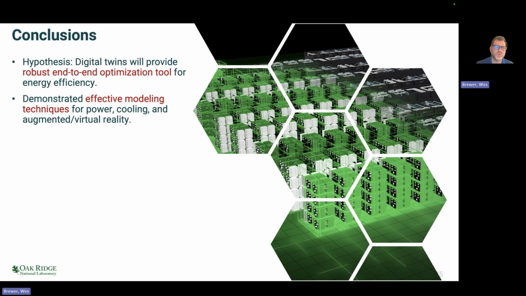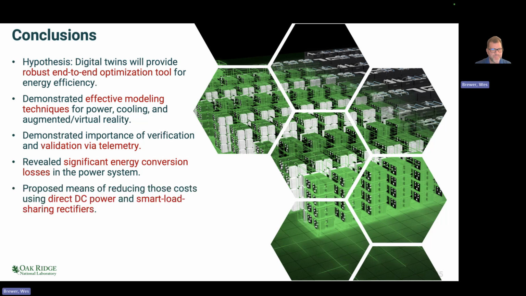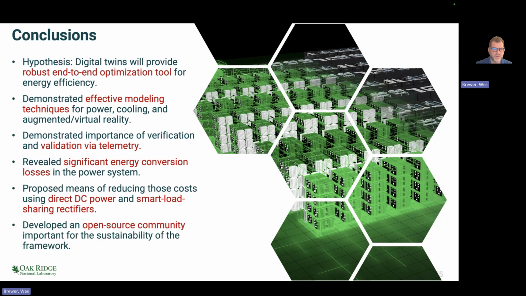So in conclusion, we hypothesized that digital twins would provide a robust end-to-end optimization tool for energy efficiency. We demonstrated effective modeling techniques for power, cooling, and augmented or virtual reality. We demonstrated the importance of verification and validation via telemetry. We revealed significant energy conversion losses in the power system. We proposed means of reducing these costs using direct DC power and smart load sharing rectifiers. And we developed an open source community important for the sustainability of the framework.